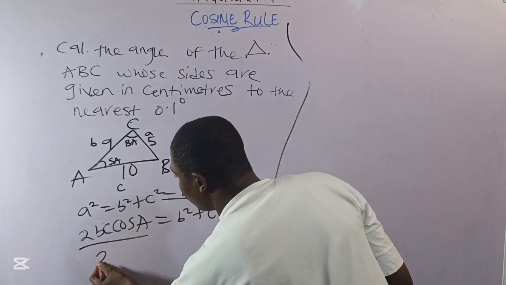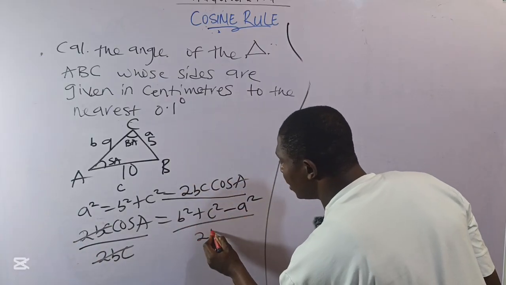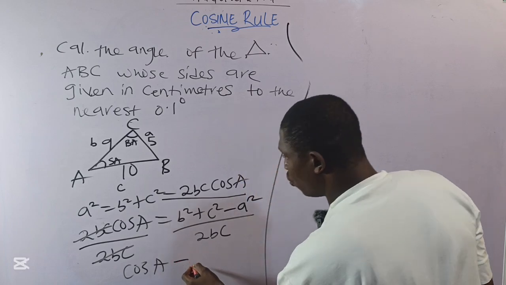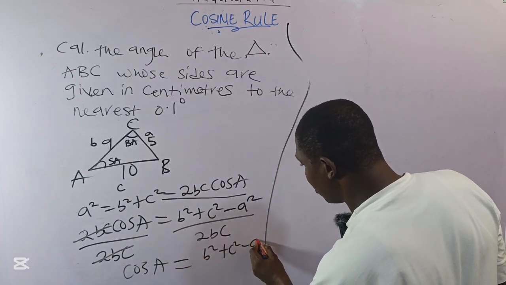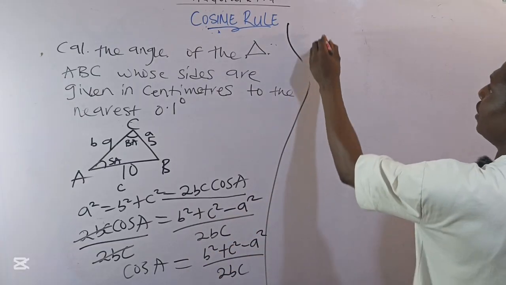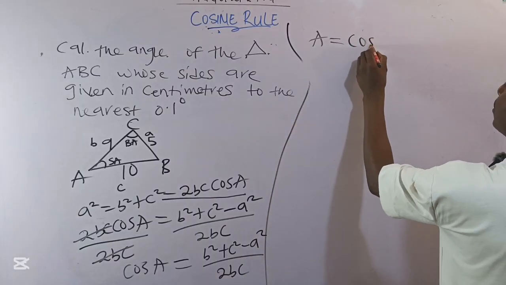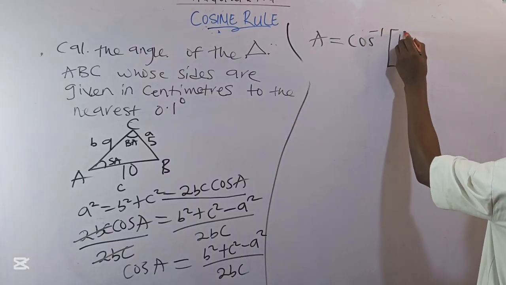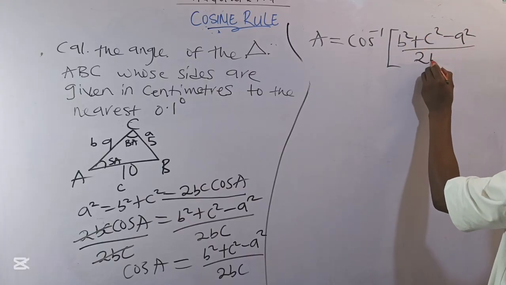Now I'm looking for A. I'll divide through by 2bc, and this 2bc will cancel this 2bc. I'll do the same thing here, and I'll have my cos capital letter A equal to b square plus c square minus a square all over 2bc. Now I want to make A stand alone. If A will stand alone, then cos becomes cos inverse, some call it arc cos, of b square plus c square minus a square all over 2bc.